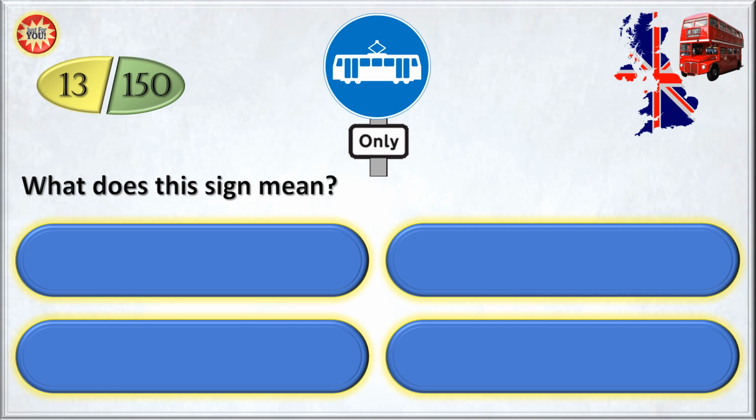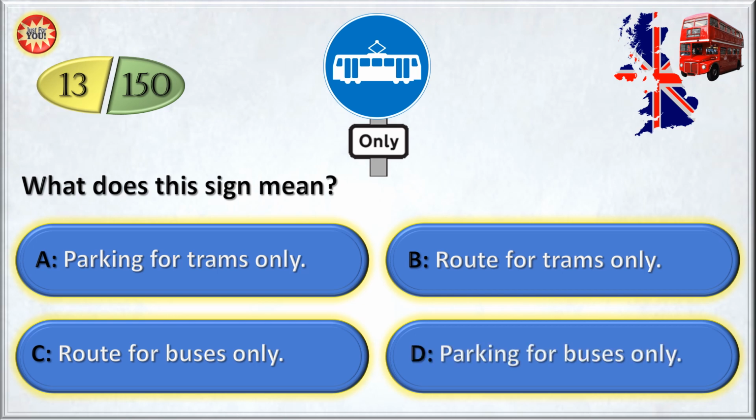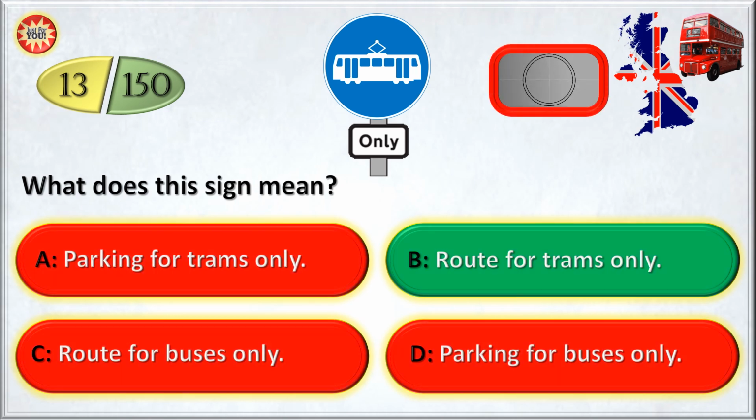What does this sign mean? Parking for trams only. Route for trams only. Route for buses only. Parking for buses only.